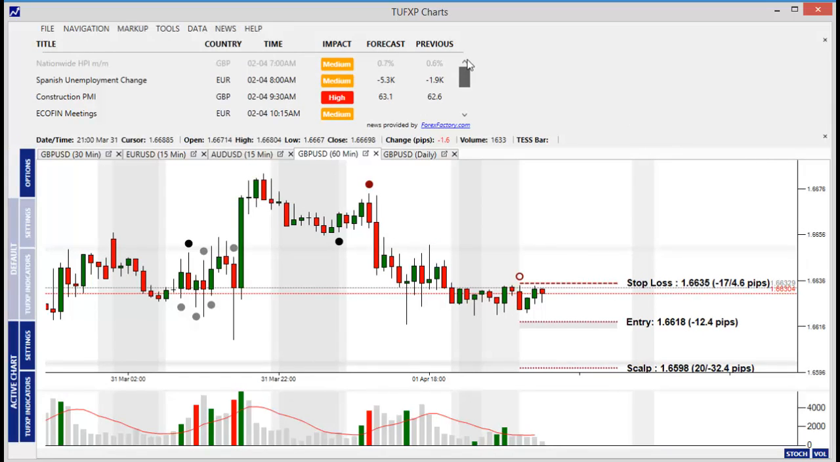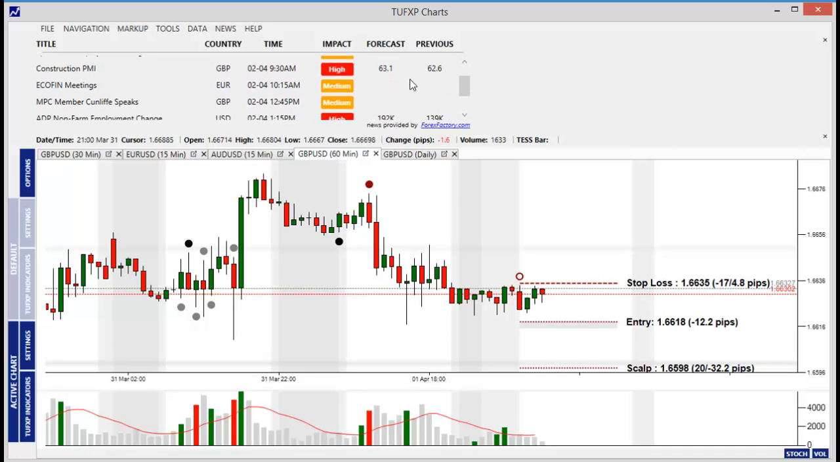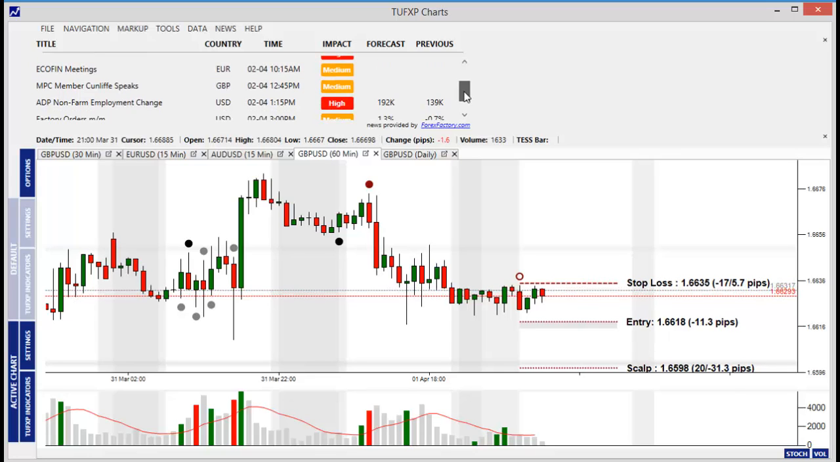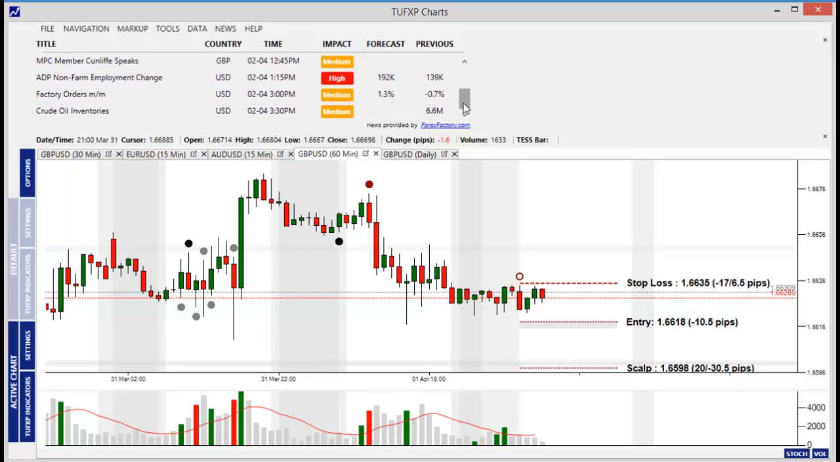We've had the house price inflation out for Nationwide. Let's have a look at the high impact GBP. We've got construction PMI out, showing a possible increase in this at 9:30, and then really there's MPC member Broadbent to speak at 12:45 for the UK, and then we've got the non-farm payroll.